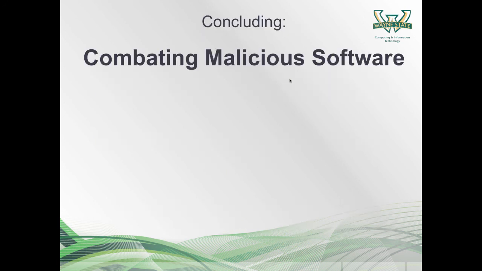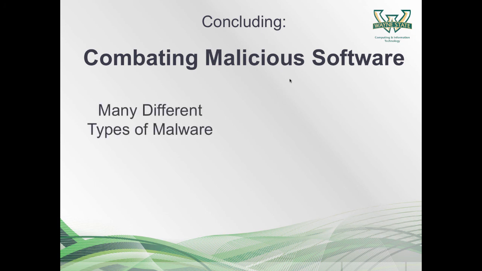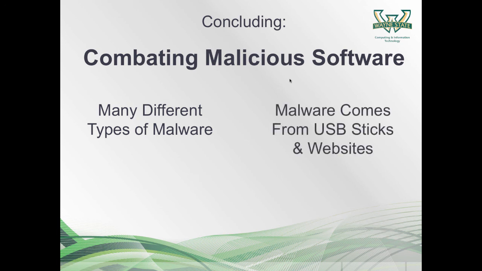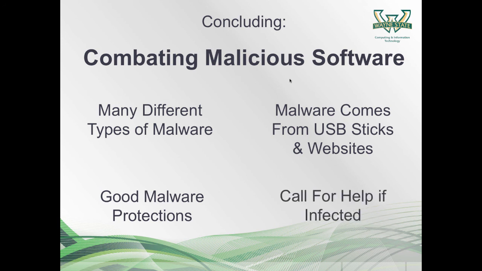All right, concluding our topic of malicious software, I hope your eyes have been opened a little bit as to the kinds of threats that try to attack your computer every single day. We talked about the different types of malware and that it can come from a number of different sources, including USB sticks, emails, and websites. We ran down a list of some of the simple protections you can do to stop the download and spread of malware, as well as reinforce the fact that if your machine is infected, you really need to let someone know as soon as possible.